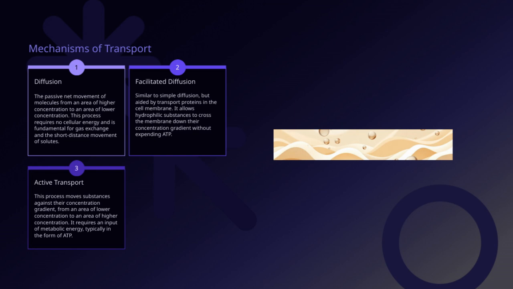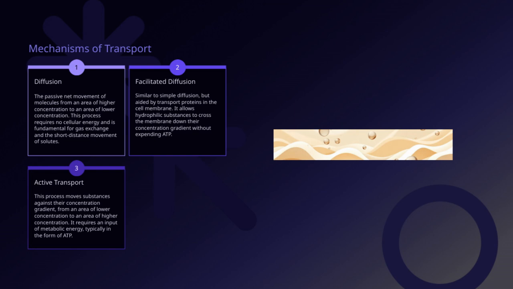Next, we have facilitated diffusion, which is quite similar to simple diffusion, but with an important difference. It involves transport proteins embedded in the cell membrane that assist hydrophilic substances, those that don't easily cross the lipid bilayer. Unlike active transport, facilitated diffusion doesn't require energy, and it allows these substances to cross the membrane down their concentration gradient. So, it's a kind of shortcut that helps certain molecules get where they need to go efficiently.